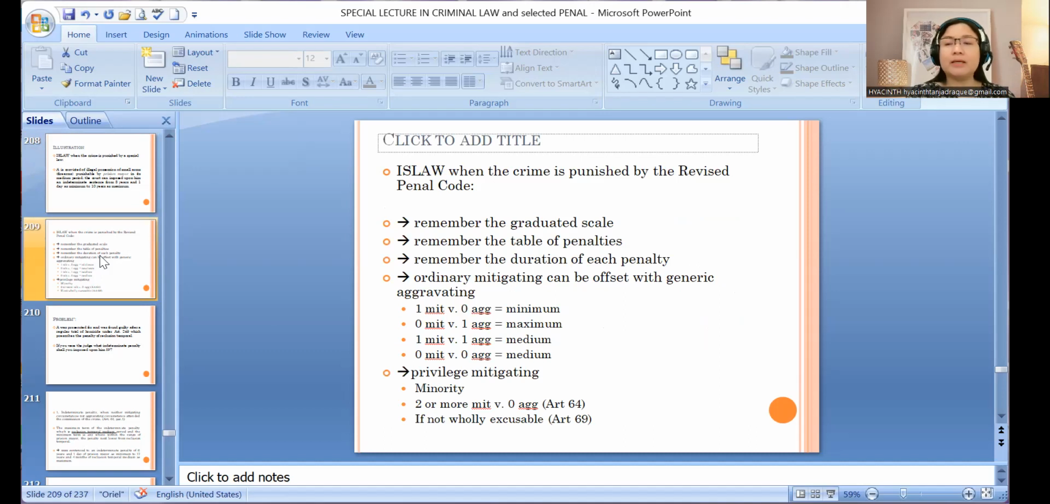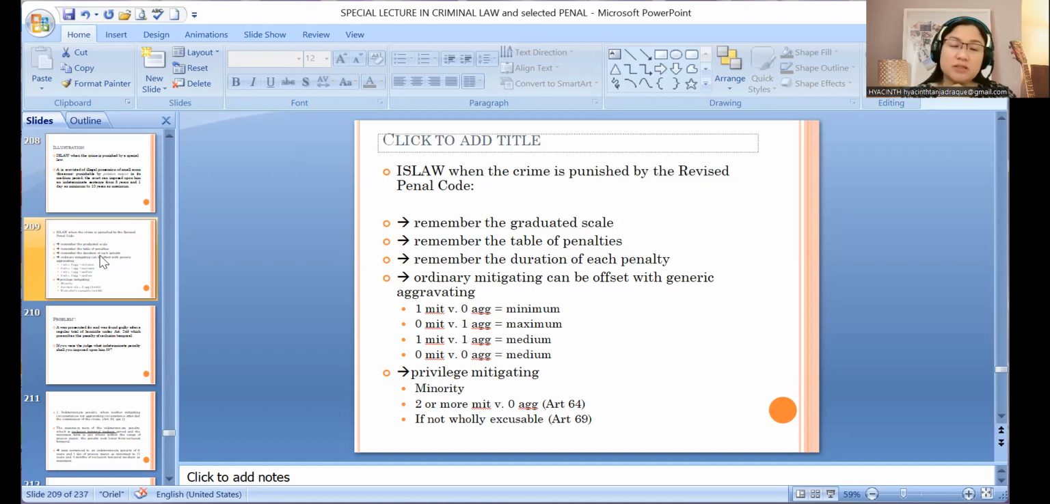Helpful in applying ISL is the graduated scale, the table of penalties, the duration of each of the penalty, and the ordinary mitigating circumstances. Because ordinary mitigating circumstances can be offset with generic aggravating. So to recall your knowledge on the offsetting, if you have there 1 mitigating and 0 aggravating, the penalty to be imposed upon the accused would be in the minimum period.